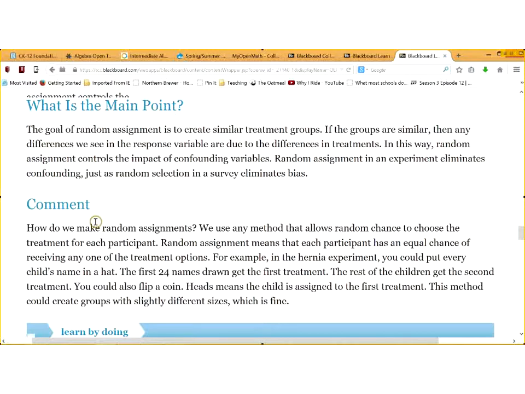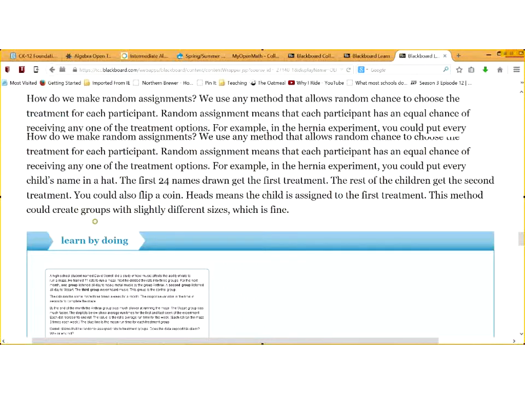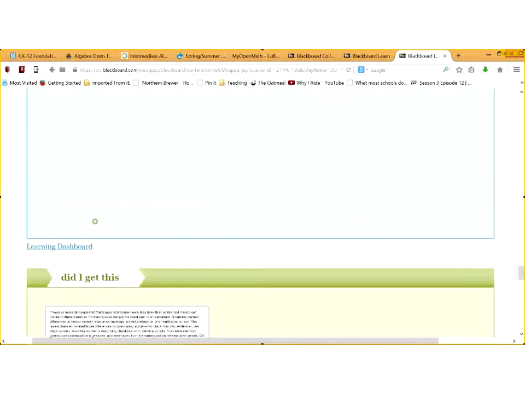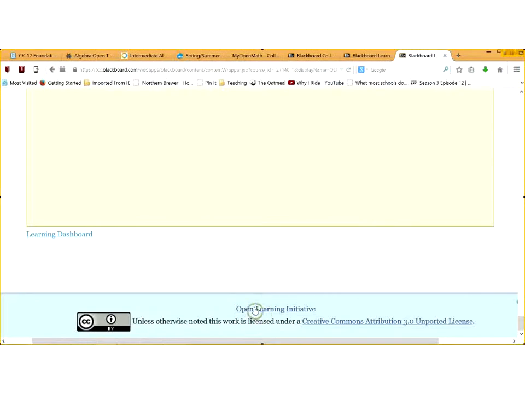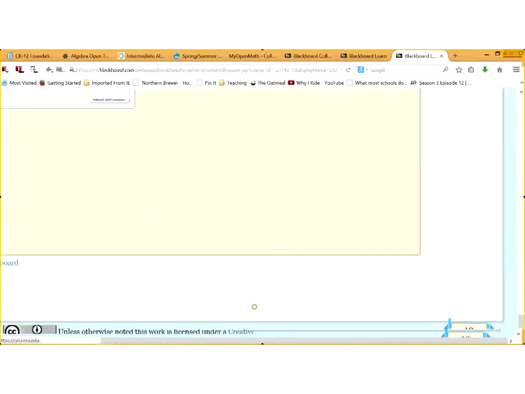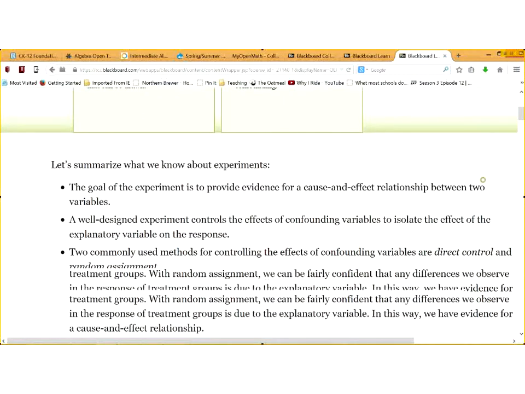All right, so how do we make random assignment? Basically, we draw names out of a hat, however you want to do it. Or coin flips. There's not a specific rule that you have to do it a certain way. Let's see. And then we'll go to the last page. This is the last page of the module, other than the review page.